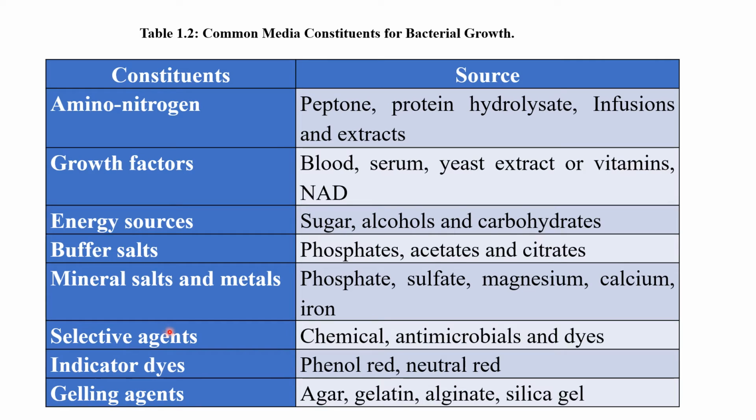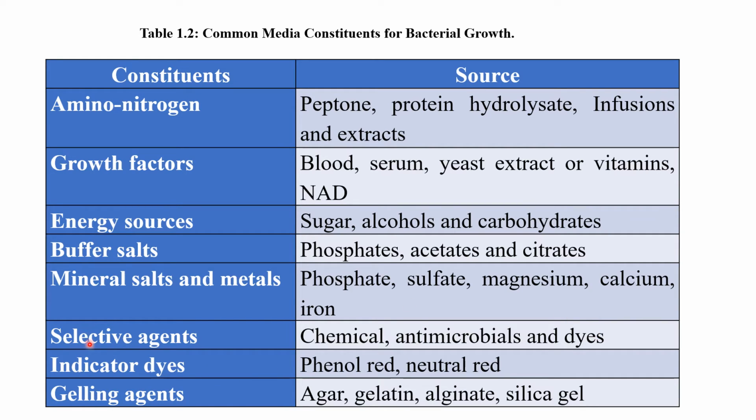So, for the selection of a particular kind of organism, we can make use of selective agents. For that we can make use of either chemicals or different antimicrobials which are produced by that organism. In addition to that, we can also make use of different types of dyes.